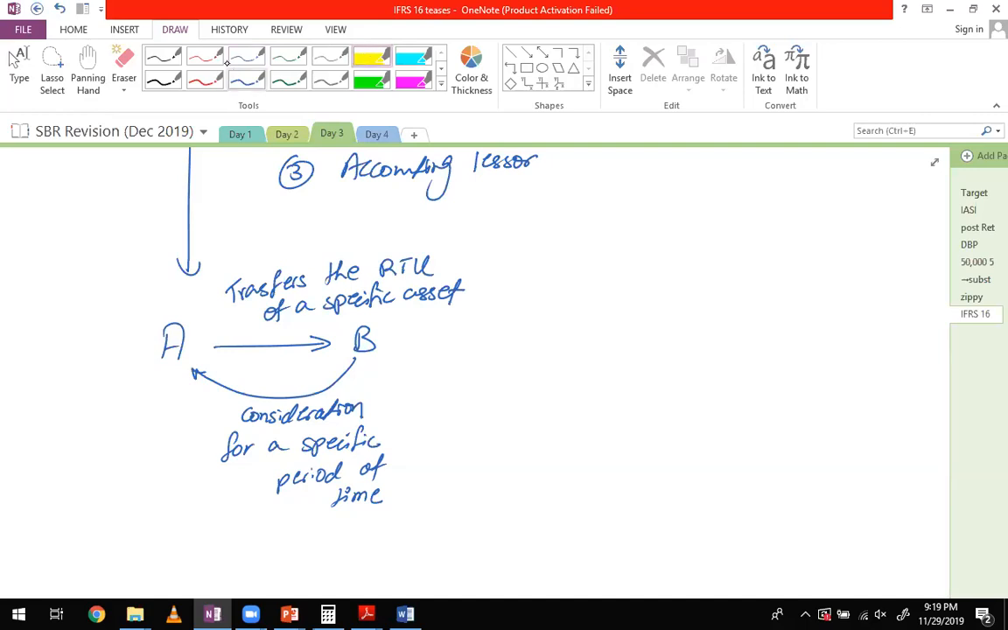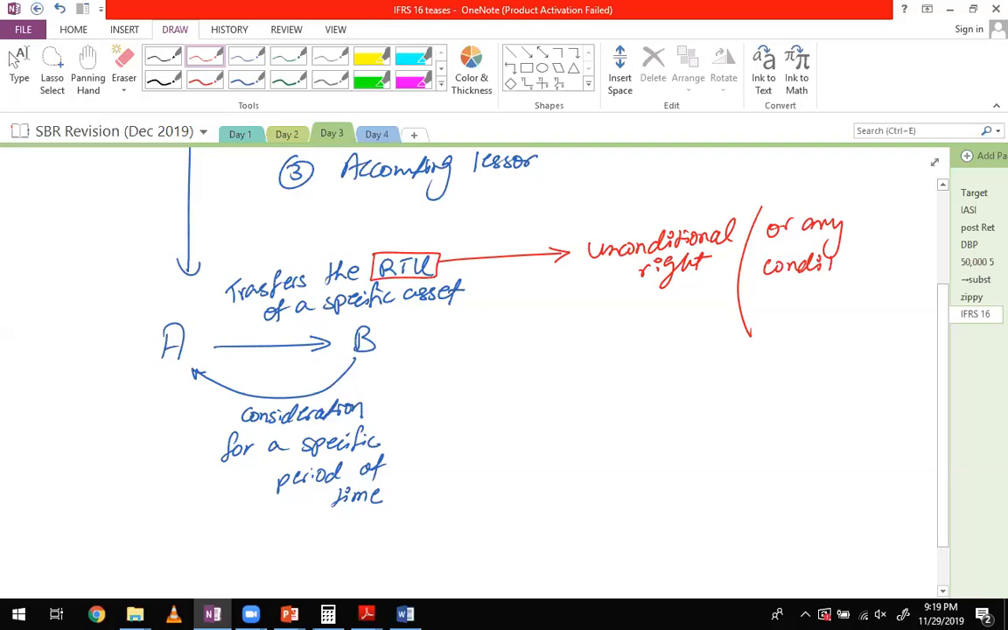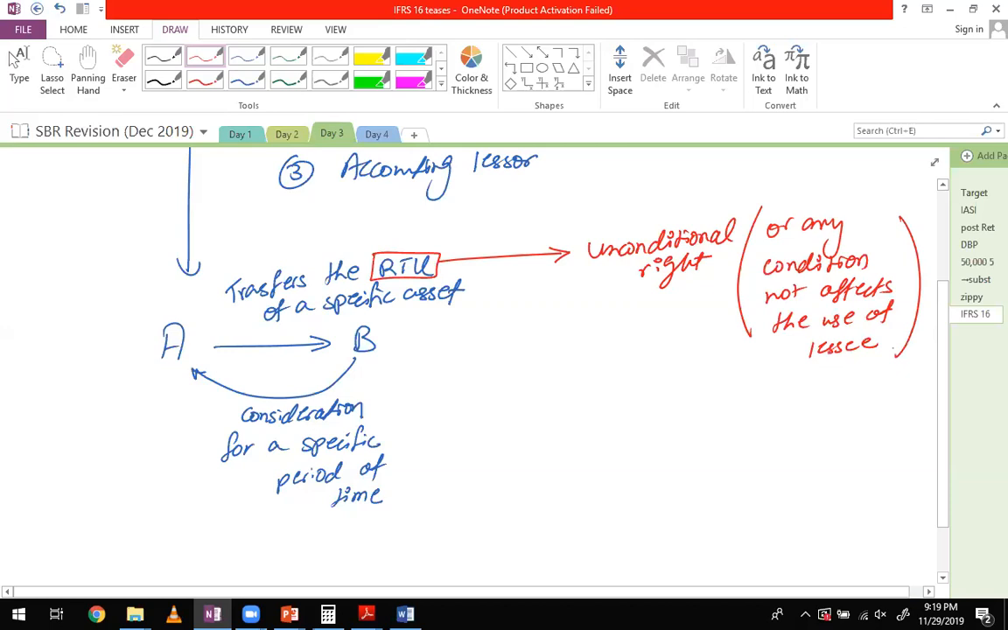Now, if we look at the important areas in this, the first thing is the right to use. We say that the right to use shall be an unconditional right. Any condition should not be there, or there might be a condition, but that should not affect the lessee's use. So the right to use should be unconditional, or any condition should not affect the use of the lessee. That is what is called the right to use.